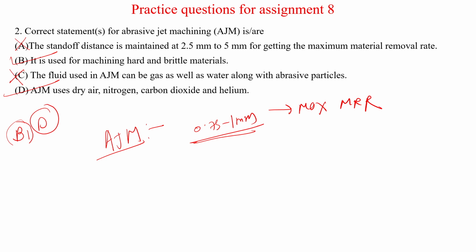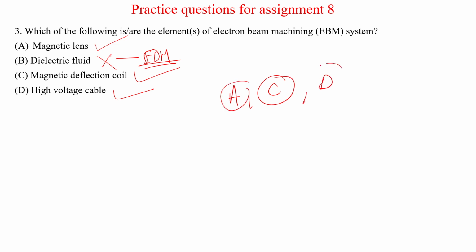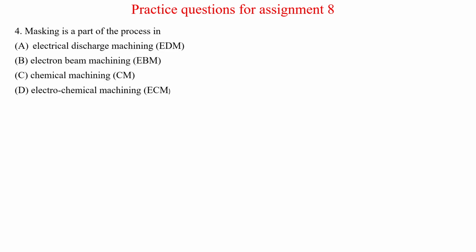Okay. Now, third question: which of the following are the elements of an EBM machine? We have just seen what the elements are. Yes, magnetic lens is there. Dielectric fluid is not, it is used in EDM, not EBM. Magnetic deflecting coil is also there. High voltage cable is also there. The answer is A, C and D. Okay, this is very simple.